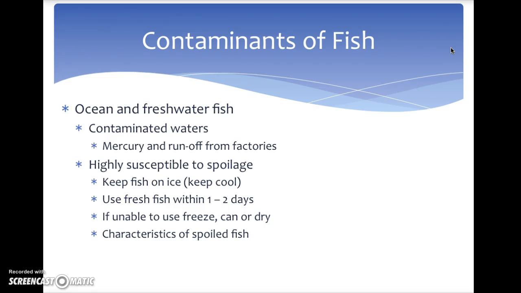But spoiled fish will typically have really cloudy eyes. Their gills will look not so shiny. They may have blood around their gills. So if you see anything like that, you should turn around and walk away.